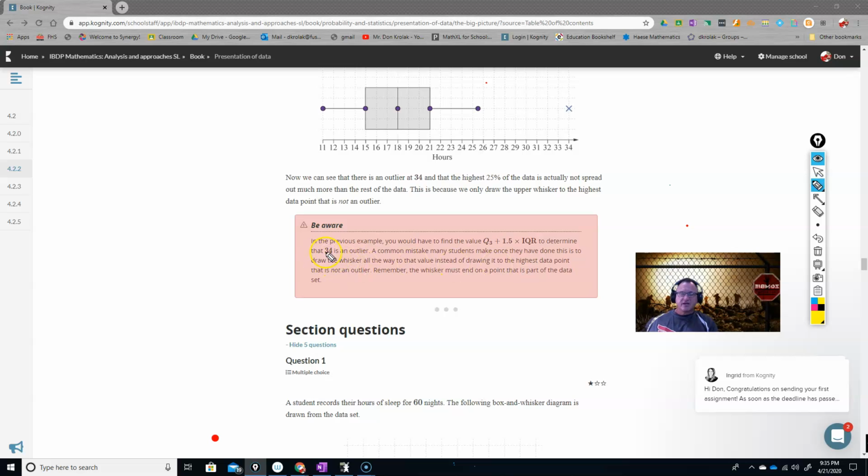So to emphasize, a common mistake is drawing your whisker out to the outlier. Even if it's an outlier, you're not drawing your whisker out to it. Your whisker would go all the way to a value, not to the outlier, but to the highest data point that is not an outlier, or the lowest data point that is not an outlier.